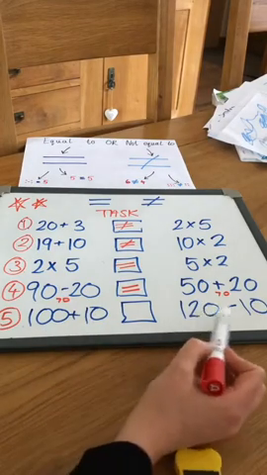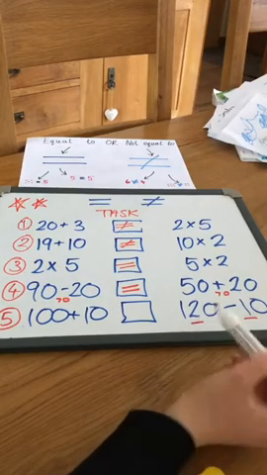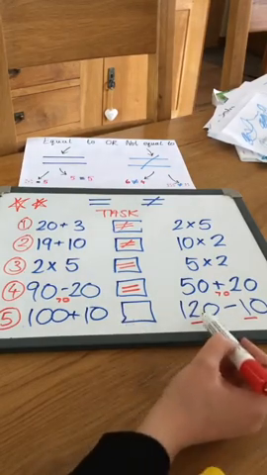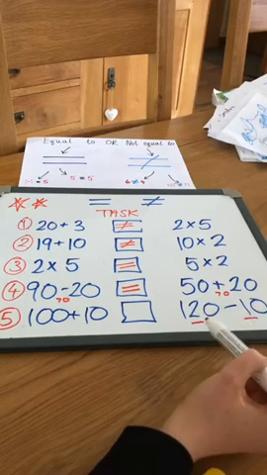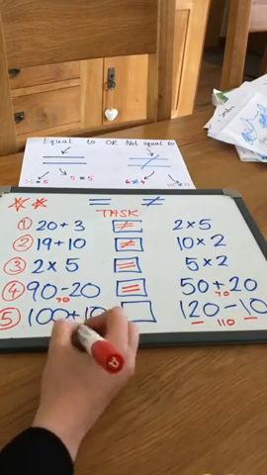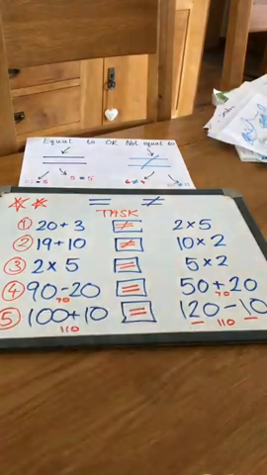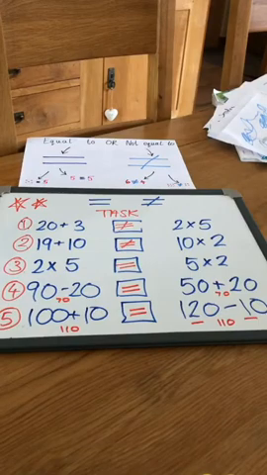Now we have 120 take away tens. So we're needing to take away from the tens. So 120 take away 10 is 110. So 110 and 110. So that is equal. So have a look and see how you got on with that one. And maybe you can make up some of your own now.